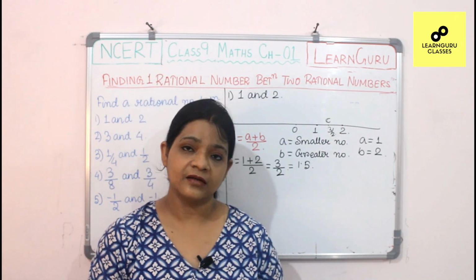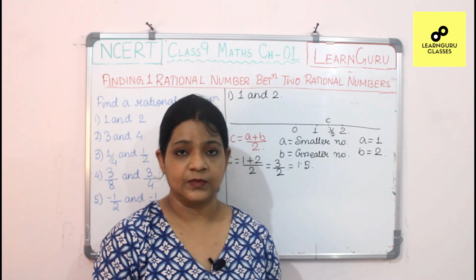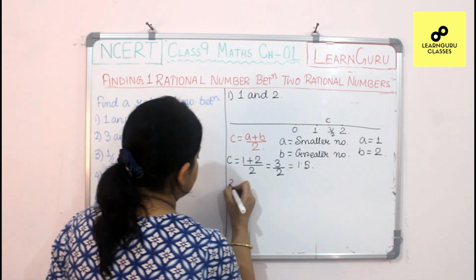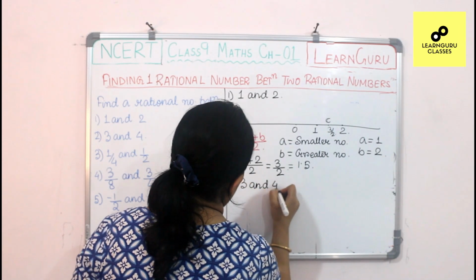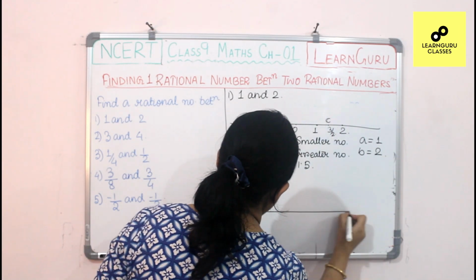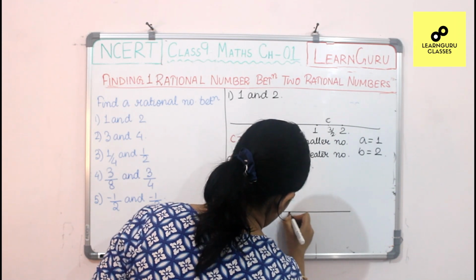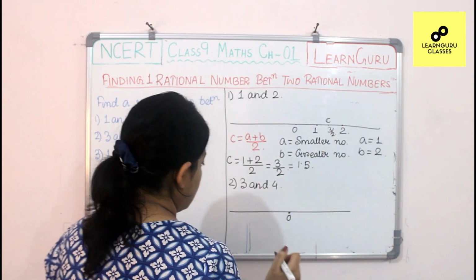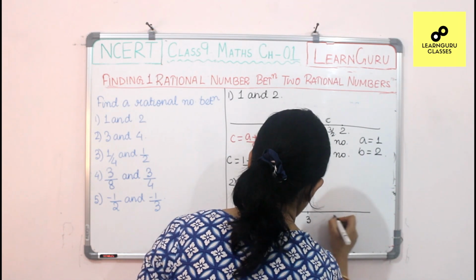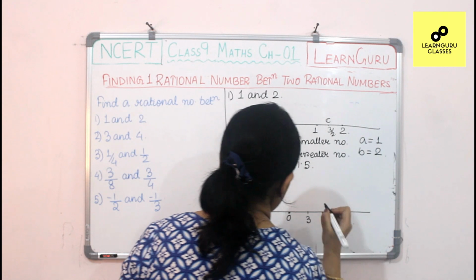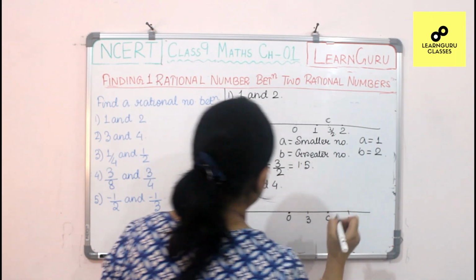Okay, let's move on to the next statement. The next example is 3 and 4. Same here, draw the number line. Somewhere here will be 0. Plot 3 and 4, no need of writing 1 and 2, just write 3 and 4. This is the midpoint C.